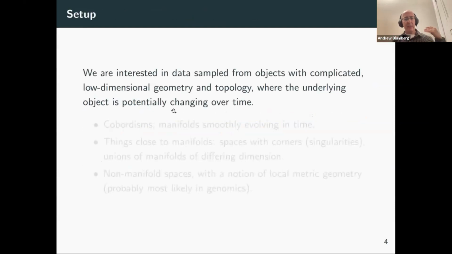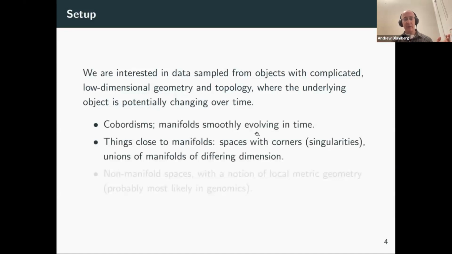Okay, so we're interested in data sampled from objects that we're assuming have potentially complicated low-dimensional geometry and topology, and where the underlying object that we're sampling from is changing over time. So some kinds of examples of this, and kinds of geometric questions we'd like, are cobordisms, right? Which I'll show a picture of, but which you can think of as a manifold smoothly evolving in time. And we can think of things close to manifolds, like spaces with corners or singularities, or unions of manifolds with differing dimension, possibly where the singularity appears and disappears, or the dimension of what we see changes.